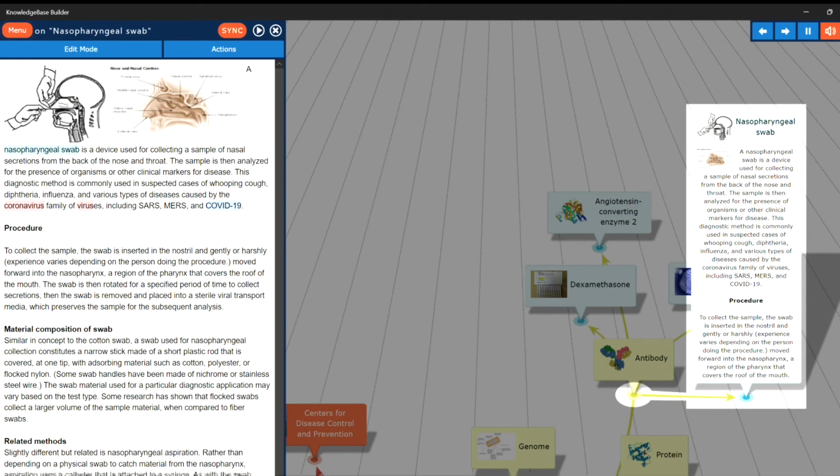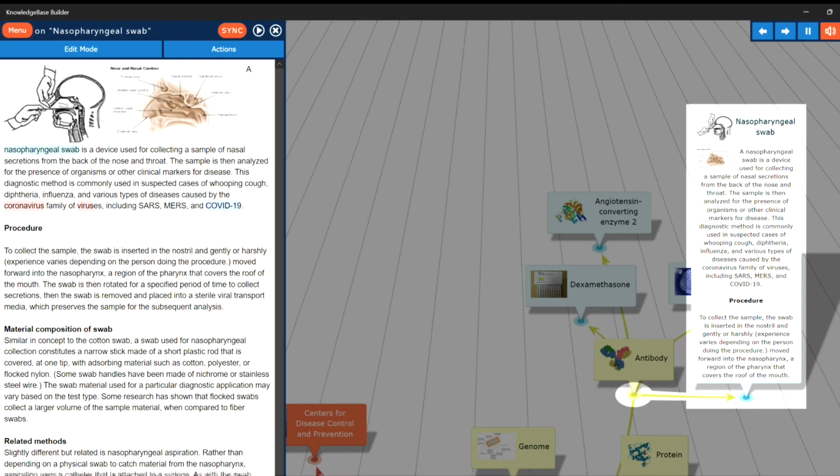Nasopharyngeal swab. A nasopharyngeal swab is a device used for collecting a sample of nasal secretions from the back of the nose and throat. The sample is then analyzed for the presence of organisms or other clinical markers for disease. This diagnostic method is commonly used in suspected cases of whooping cough, diphtheria, influenza, and various types of diseases caused by the coronavirus family of viruses, including SARS, MERS, and COVID-19.